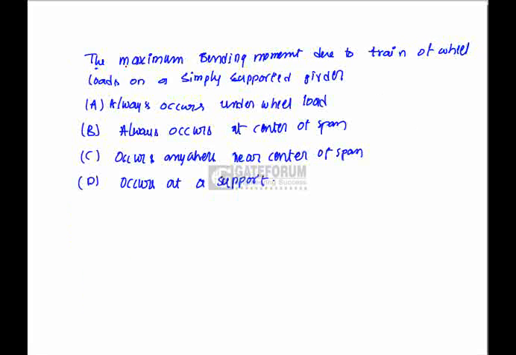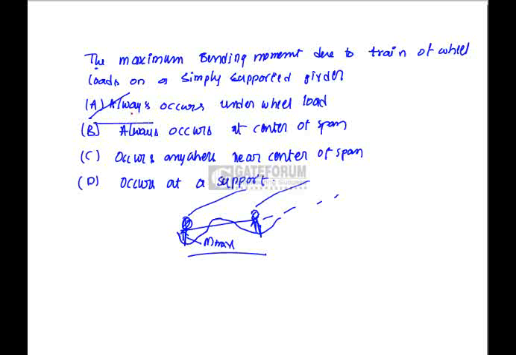The question is about the maximum bending moment due to a train of wheel loads on a simply supported girder. If you take a girder that is simply supported, and a train with wheels is moving, where is the maximum bending moment going to occur? The bending moment diagram is going to look something like this. The maximum bending moment always occurs under the wheel loads. Wherever the wheel is, under it the maximum bending moment is going to be there. So option A is correct.